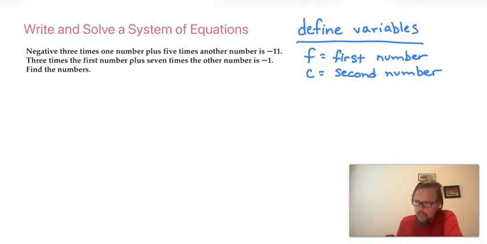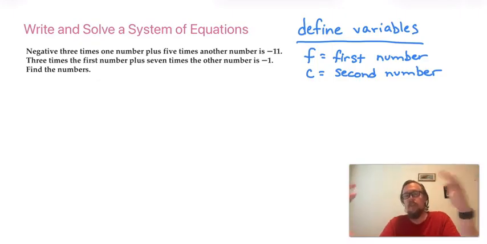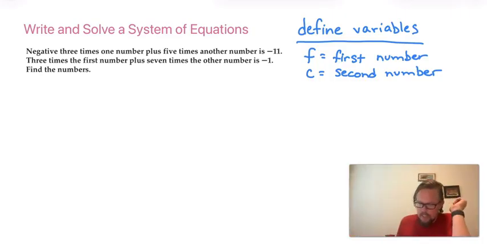So let's go ahead and see if we can first turn these two sentences into our two equations. We know we're going to need two equations because we have two variables. So the only way you can solve for two variables is by having at least two equations. So we need two equations. The first sentence looks like it's going to give us the first one. It says negative 3 times one number plus 5 times another number is negative 11.